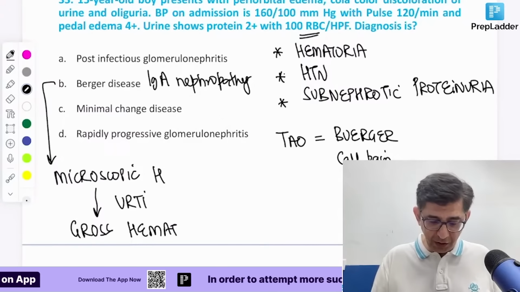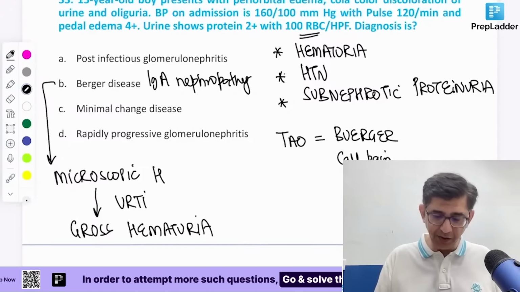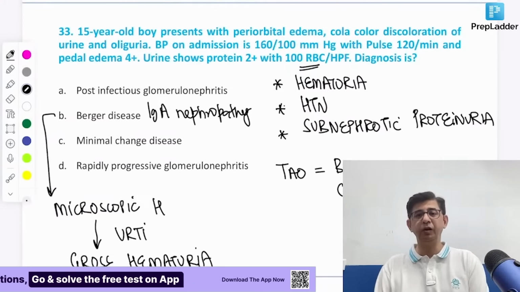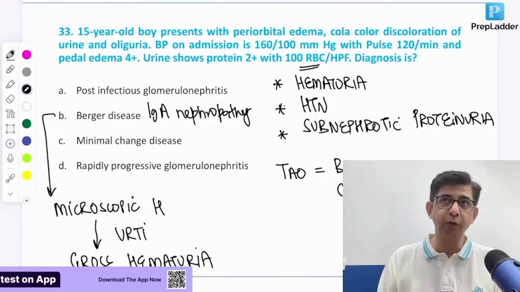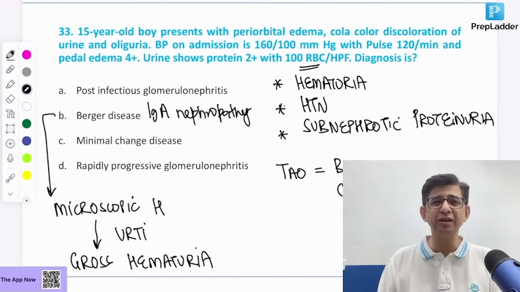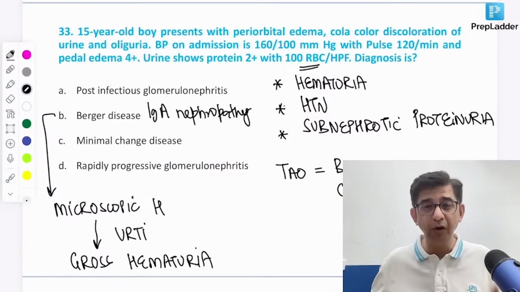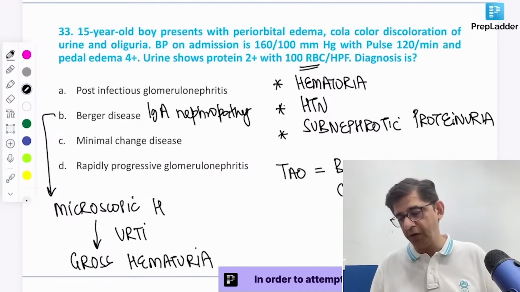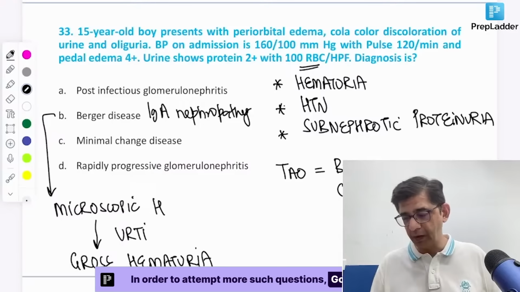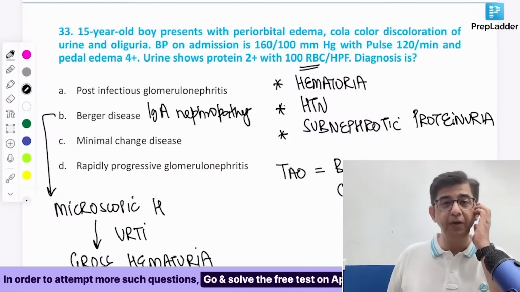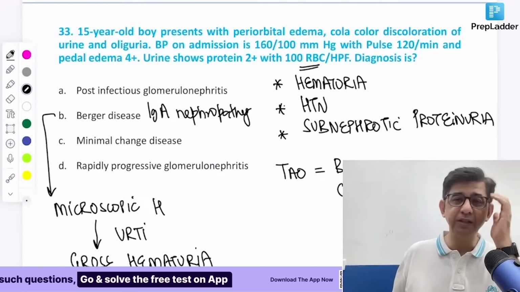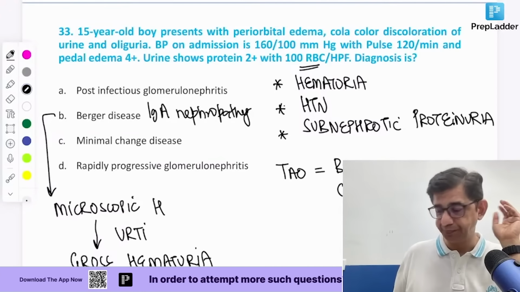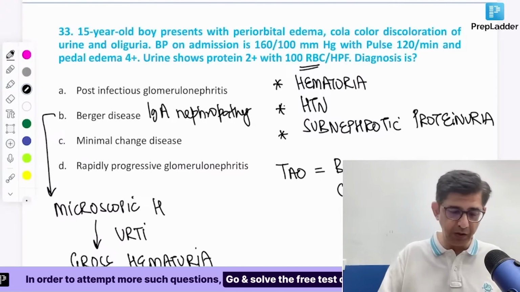Now, why is it not crescentic glomerulonephritis? Because crescentic is usually more common in the adult population, and crescentic glomerulonephritis usually causes a progression to chronic kidney disease. PSGN usually has a good prognosis. Considering the boy is 15 years of age, I'll go in favor of post-infectious glomerulonephritis for this patient. Even RPGN is the same as crescentic only, no? But that's like a bad prognosis and is usually seen in the adult population. The correct answer for this question is option number A.